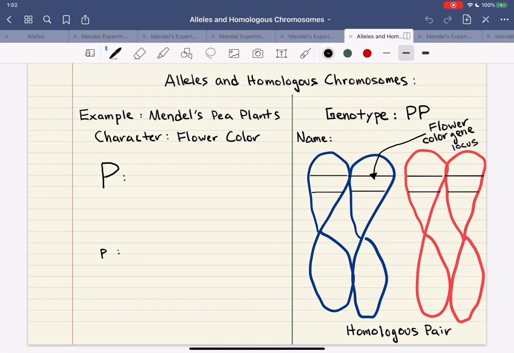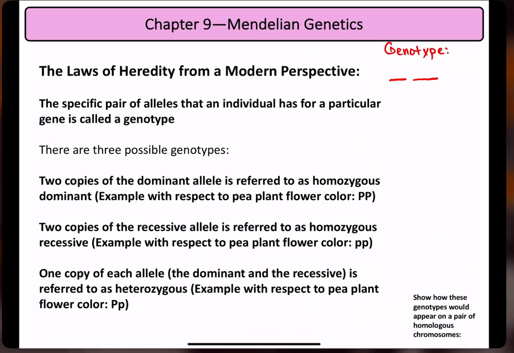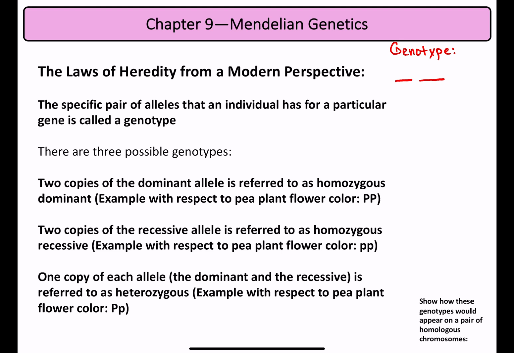Where do I want to write those out? First, I want to write them out here. Okay, so the first type is, what if you inherited for a certain gene? Let's pretend you're a pea plant. And let's say you got the dominant allele, the uppercase allele, from both parents. So you're big P, big P.